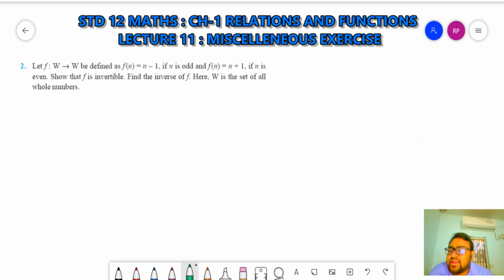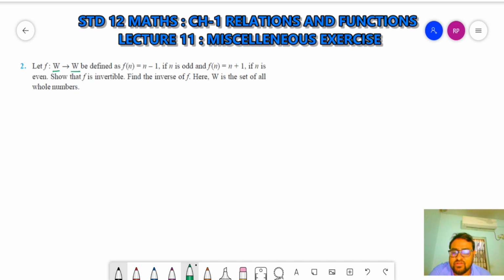Question 2. Let f from W to W be defined as f(n) = n minus 1 if n is odd and f(n) = n plus 1 if n is even. You have to show that f is invertible and find the inverse of f. Here W is the set of all whole numbers, meaning the domain and codomain are whole numbers.